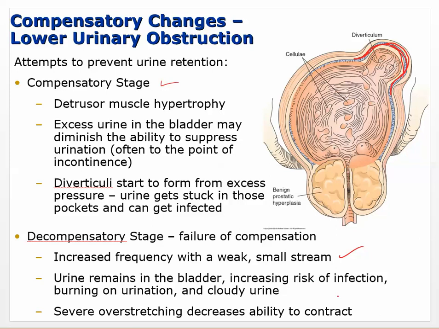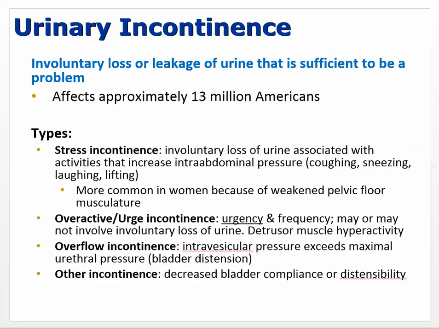So severe overstretching decreases the ability to contract. We saw that with the heart too. When the ventricles stretch too much, they can't contract as much. Same thing. That's just kind of a property of muscles. When they're too stretched, they can't contract as well. So what we end up with, possibly, is urinary incontinence, which is an involuntary loss or leakage of urine that is sufficient to be a problem. It affects a lot of people, 13 million Americans.